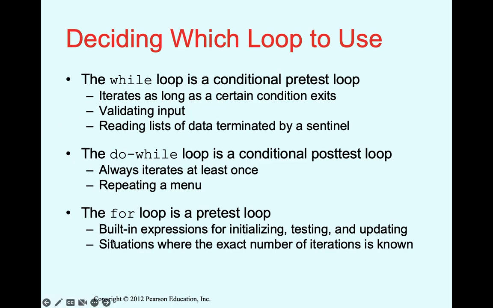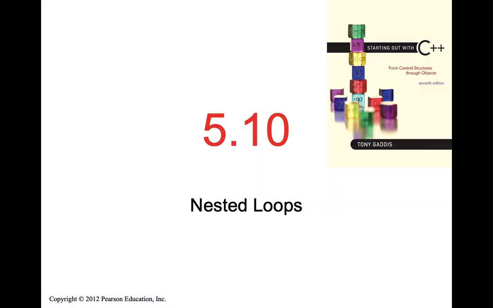For is nice because it's a pretest loop and it has built-in expressions for initialization, testing, and updating. We can use it in a situation where we know the number of iterations beforehand. So if you know how many iterations you will do, just use for. Otherwise, you can just use while. But every situation where you can use while, you can use for, and the opposite. Every situation where you can use for, you can use while. But here it tells you which one is more suitable.